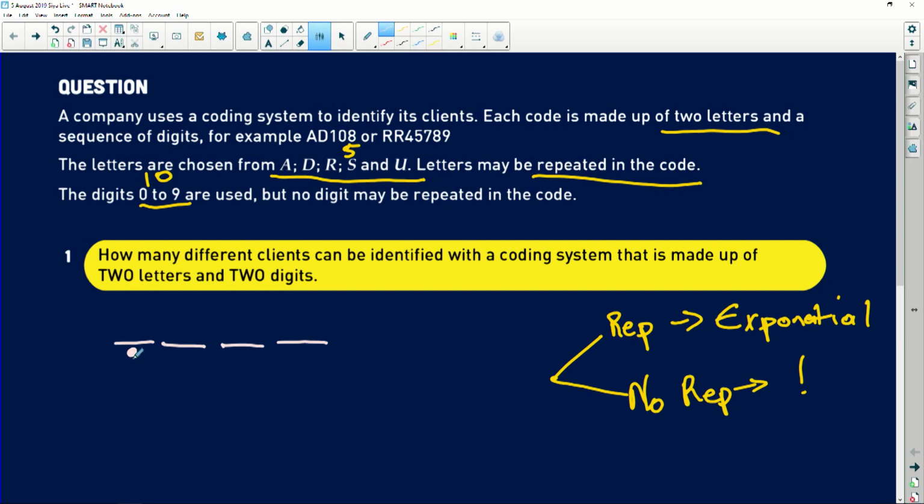Now, let's look at what we can say. So I've got 5 letters here, right? So it means on the first spot, if you look at the first spot of the code that I want to create, I have 5 letters that I can use.